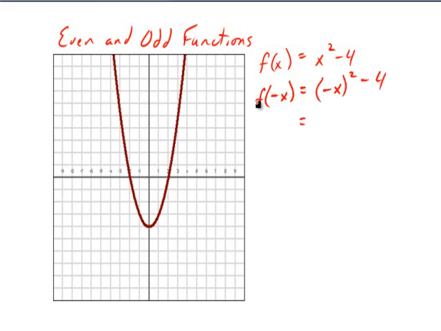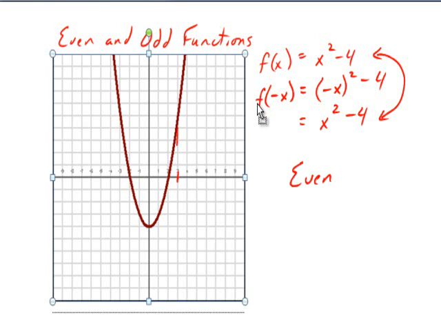In this case, negative x times negative x is positive x squared minus 4. That's the exact same expression that we started with, and because of that, we call this an even function. If you notice that for any positive value, let's say a positive 3, we have the exact same value as negative 3.